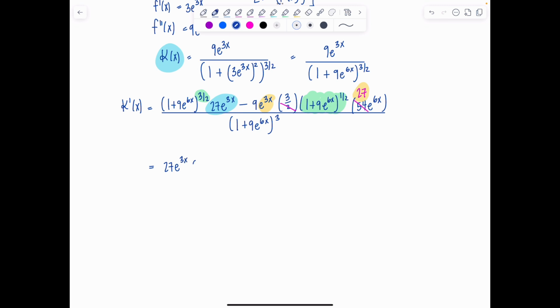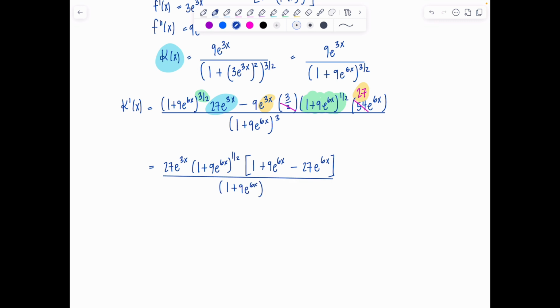If you need help on how to simplify an expression, your derivative, after doing the quotient rule, I have a video just on that, because in Calc 1, so many students have a rough time, not with the calculus, with the algebra. Okay, so when I've taken out 27 e to the 3x, 1 plus 9e to the 6x to the 1/2, I'm just going to have this factor to the first power, so I'm just going to leave it like that. And then what's left over here is minus 27e to the 6x over 1 plus 9e to the 6x cubed.